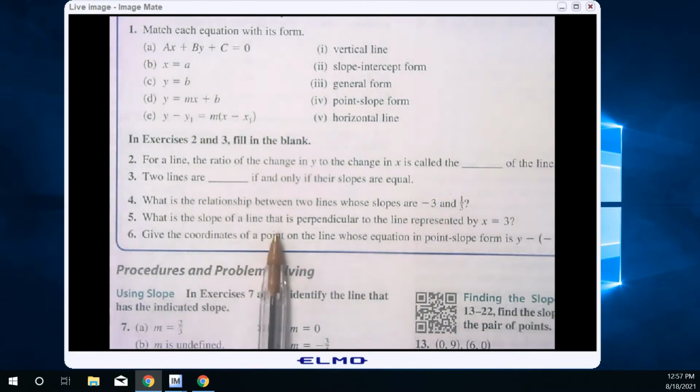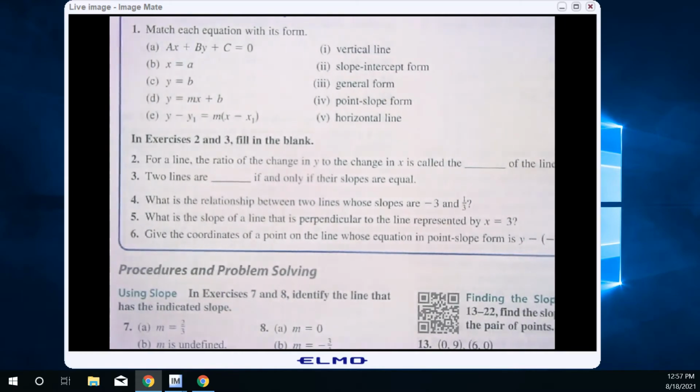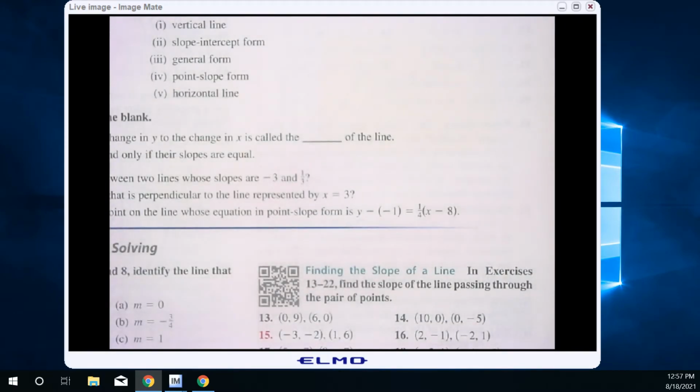What is the slope of a line that is perpendicular to the line? Oh, we already did that one. Give the coordinates of the point. So coordinates are what? An x and a y, right? The coordinates of the point whose equation in point slope form is y minus a -1 equals 1/4 times x minus 8. What is the x and what is the y? 1 and 8. Or 8 and 1.